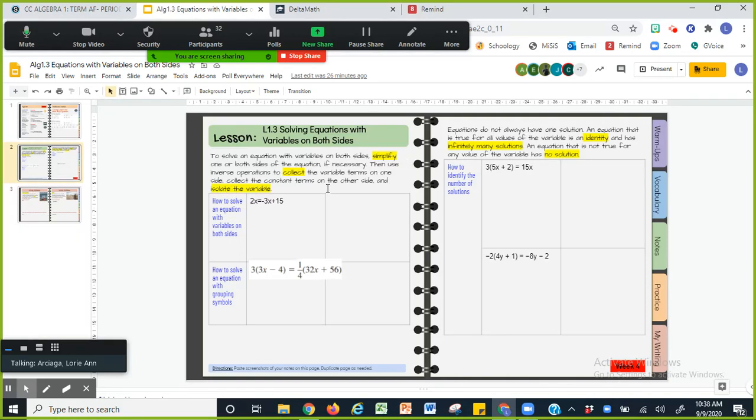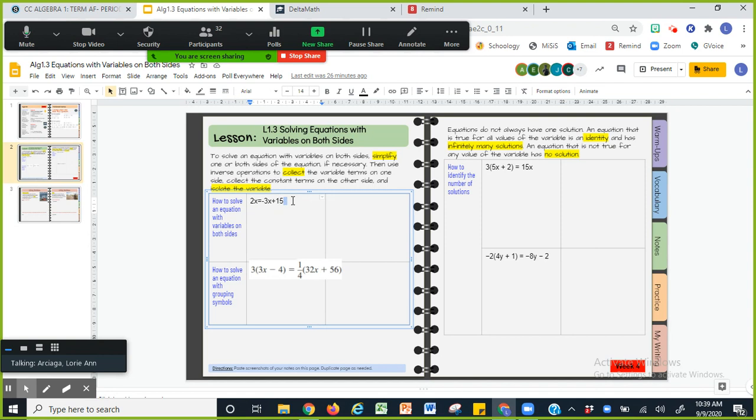So what do I mean by simplify? If you see something like 15 plus 2 over here, then you're gonna simplify that. But right now it's a variable and a number, so we cannot simplify anymore, right? So we cannot add the negative 3x and a 15 together because 15 doesn't have a variable. So what are we going to do? We're going to collect the variables together. So since we want the variables on the left-hand side, let's type 2x.